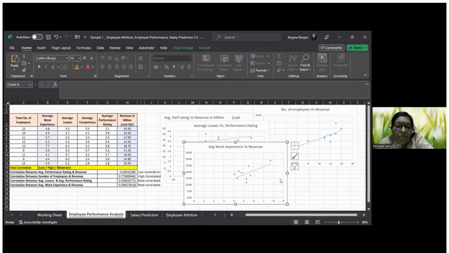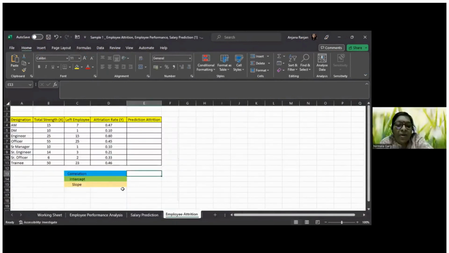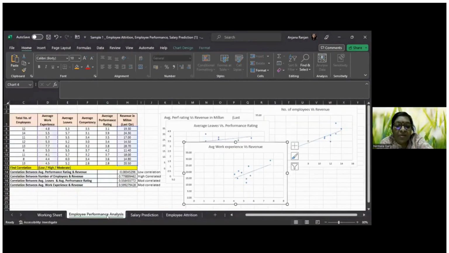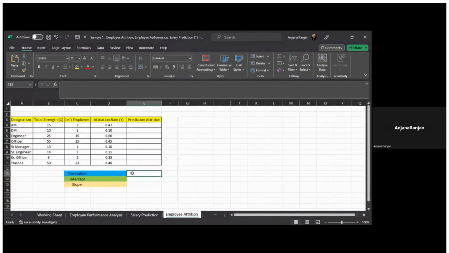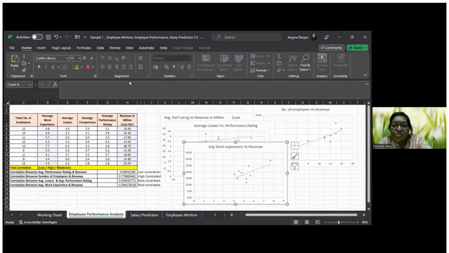Good. So we have one more, no? Employee attrition data also. Or is it over? I don't want you to show slope and intercept prediction. No, no, don't do that. I will explain and then people can understand. There is this employee attrition. That also is slope and intercept. So I will show that next. Okay, good. Thank you so much, Anjana.